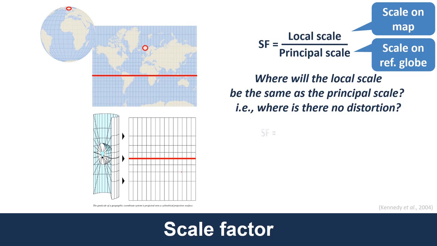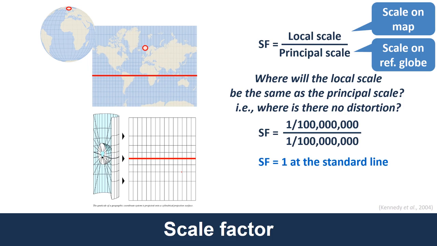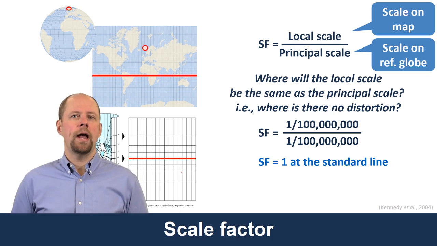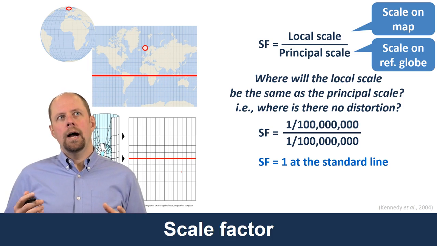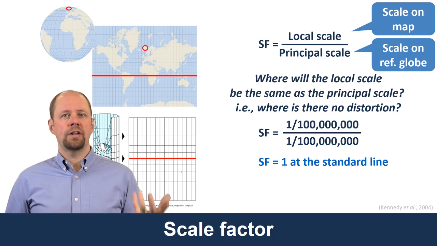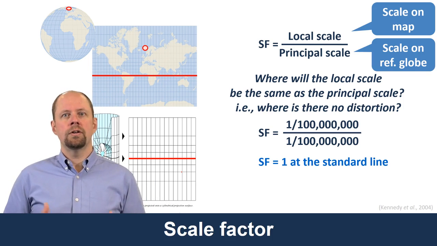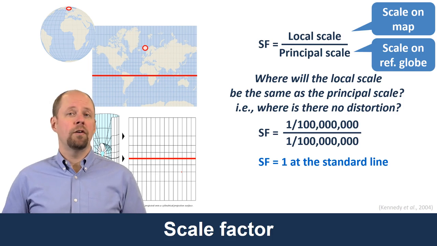Okay? So if that's the case, then if the scale on our map is the same as the scale on our reference globe, and we divide one scale by the other, if they're the same, then our scale factor is going to be 1. And the scale factor is just a way of quantifying or describing distortion. I'm just trying to put it in simple terms: if you have the scale on your map being the same as the scale on the reference globe, there's no distortion, and the way we describe that is saying the scale factor equals 1.